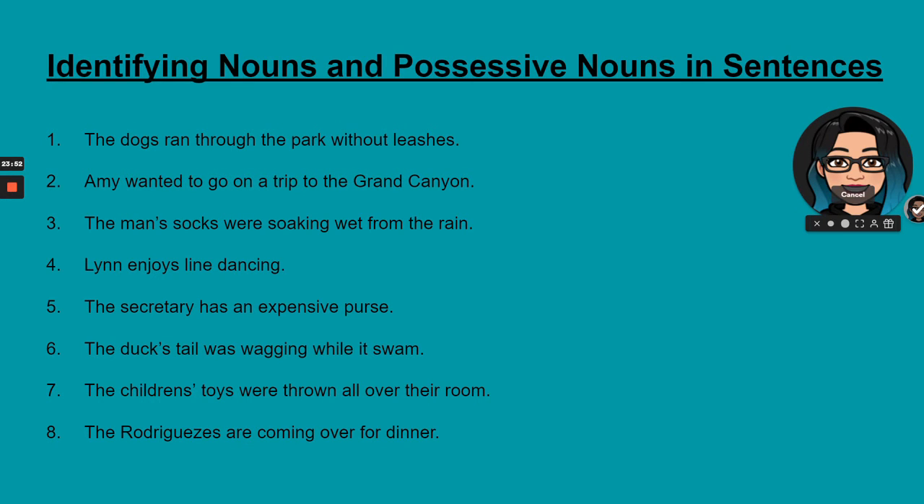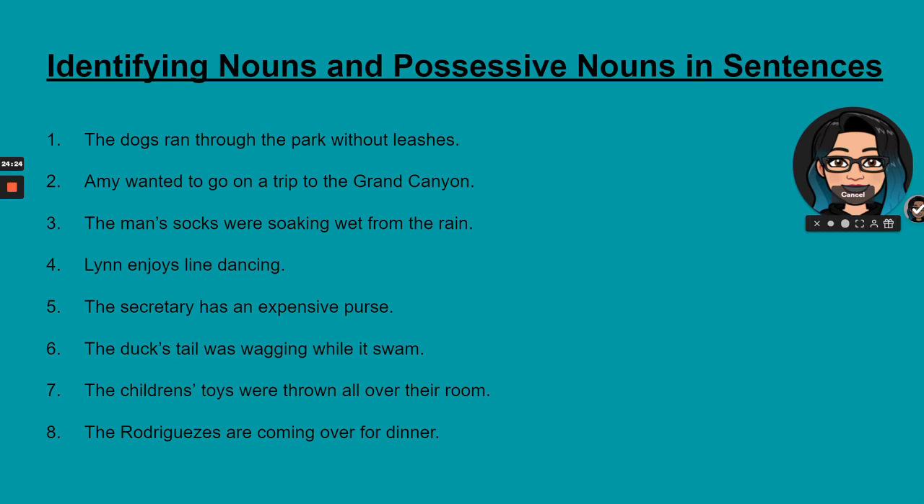Okay, now we're going to be identifying nouns and possessive nouns in sentences. So you're going to either highlight or circle any word in these sentences you think can be a singular noun, a plural noun, a singular possessive noun, or a plural possessive noun. So let's start with sentence number 1. The dogs ran through the park without leashes.